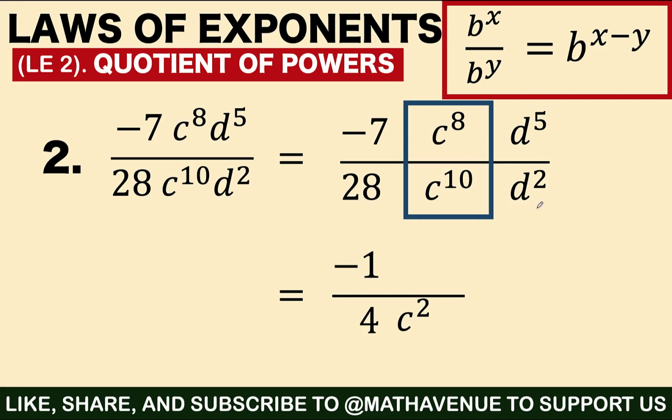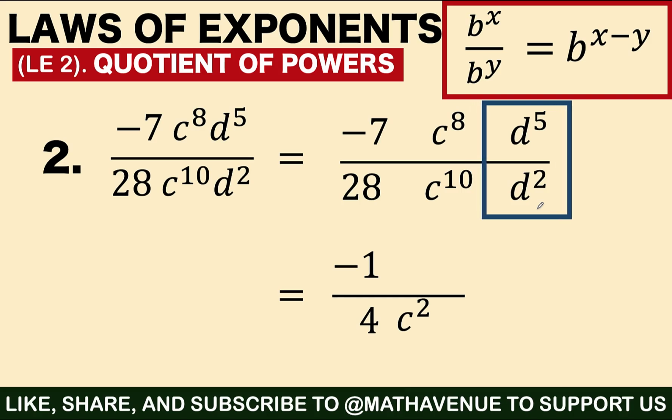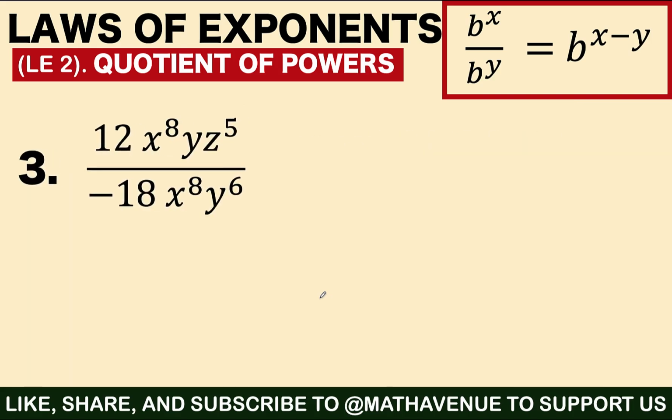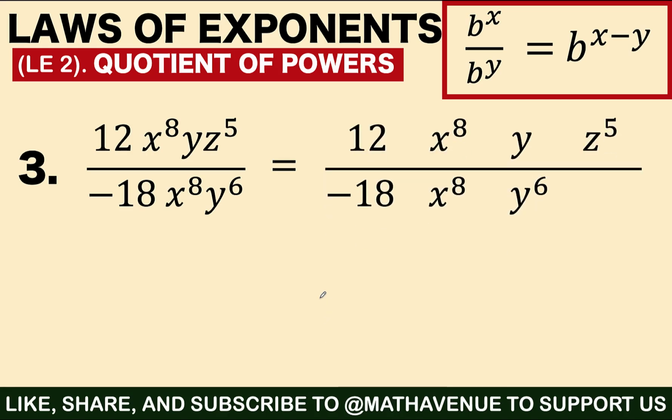We don't have to write the 1 anymore here because 1 times this number is still the same number. Then d to the 5th divided by d squared is equal to d cubed because you have to subtract 5 minus 2 to get the exponent 3. Now, when you have a negative 1 here, you can also put the negative sign before the fraction to look like this. And that is now our final answer. Let's go to number 3. 12x to the 8 y z to the 5th divided by negative 18 x to the 8 y to the 6th. So again, line up all the numerical coefficients, line up all those factors with the same variables. Notice that z is alone here because there's no z in the denominator. That's alright.